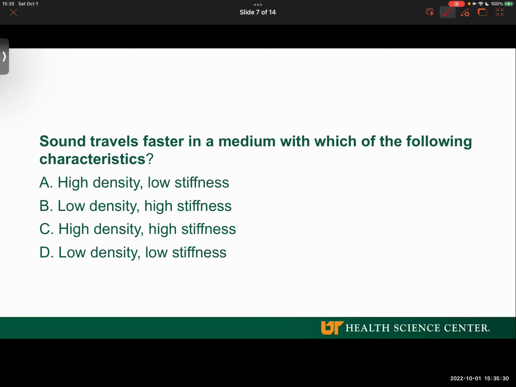Sound travels faster in a medium with which of the following characteristics? As we said, the medium determines the propagation speed through 2 things. The speed is related to the stiffness, and stiffness and speed are directly related. And propagation speed is inversely related to density. The more dense means more resistance, and the speed will be lower. So the sound will be faster in a medium with a higher stiffness and with a lower density. The answer will be B, low density, high stiffness.